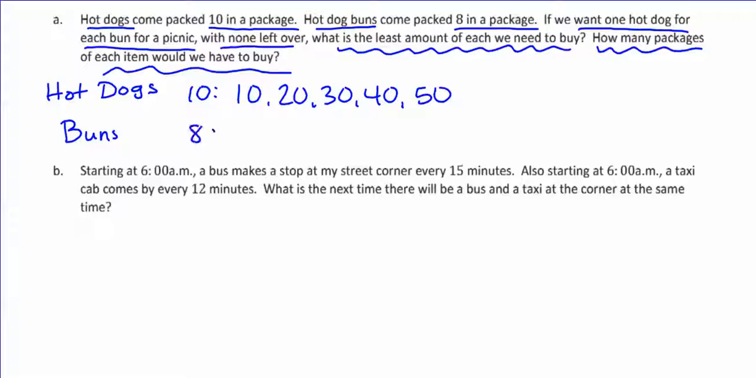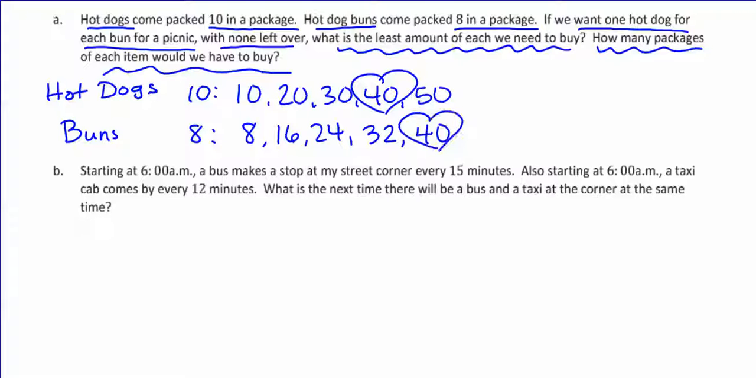Buns are going to go in packs of 8, so let's count by 8s. 8, 16, 24, 32. Oh, why did I write 36? Back up. All right, 32 and 40. So we have hot dogs in groups of 10, buns in groups of 8. We obviously landed on what number in common? 40. 40, very good. So 40 is our LCM.